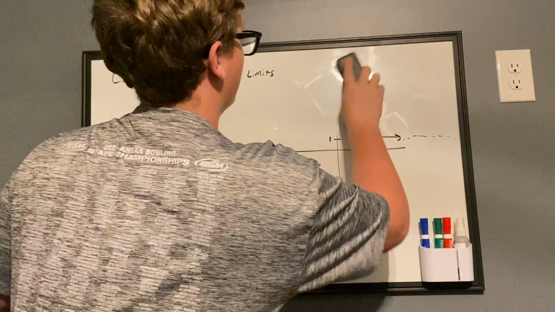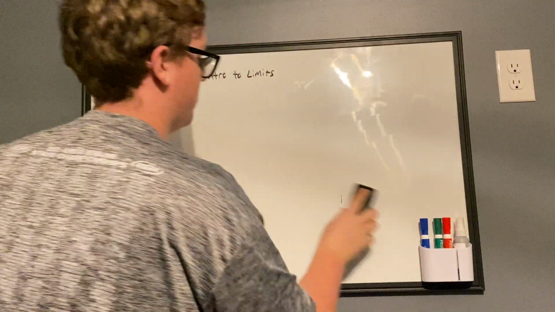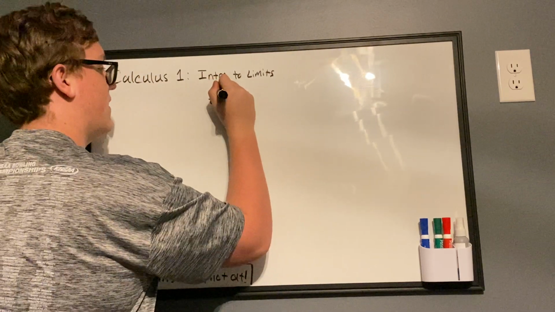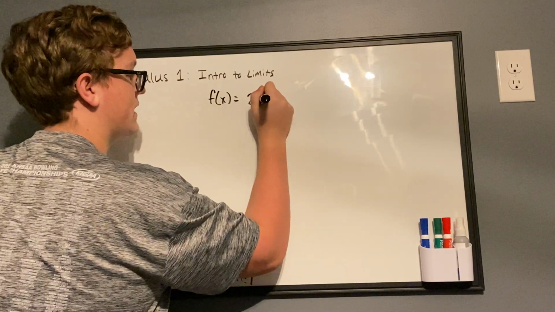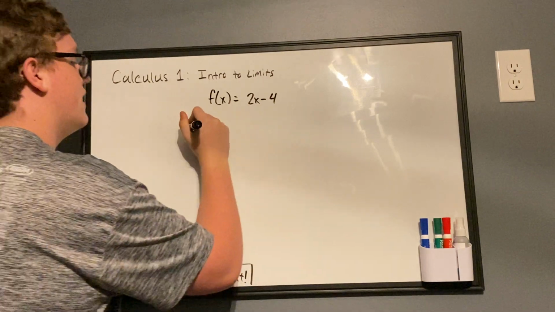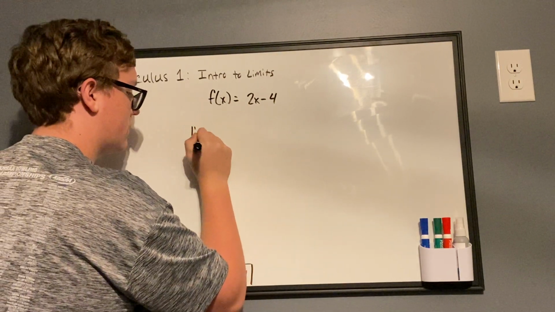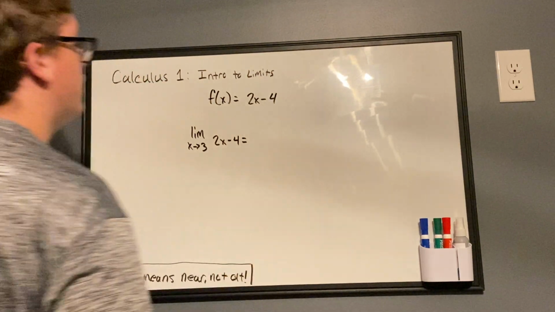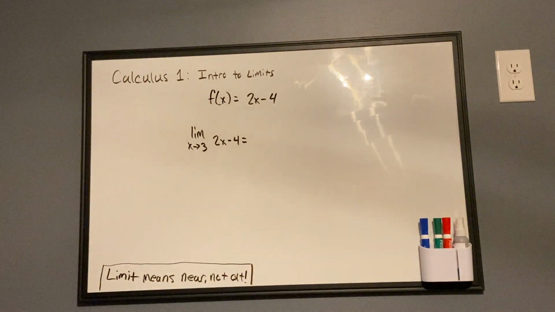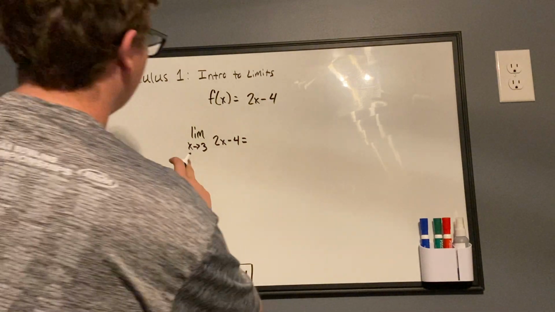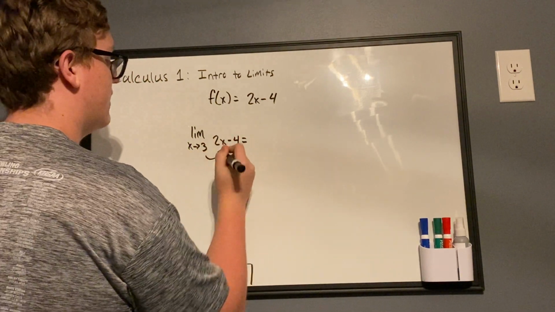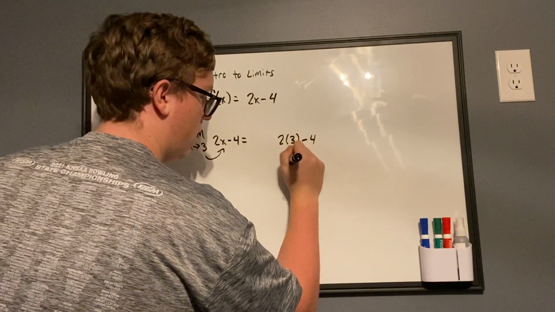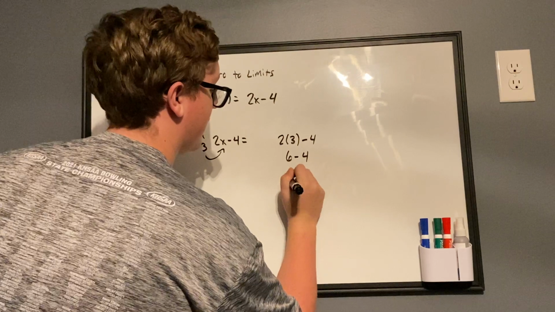So now that we've done some graphical examples, let's go ahead and solve one algebraically. So let's say that instead of just f of x, we say that f of x is equal to 2x minus 4, right? And we want the limit as x approaches 3 of 2x minus 4. So there's nothing really that fancy here. The only thing you have to do is plug in your 3 for your x and solve it out. So you have 2 times 3 minus 4, which is 6 minus 4. Your limit here is 2.